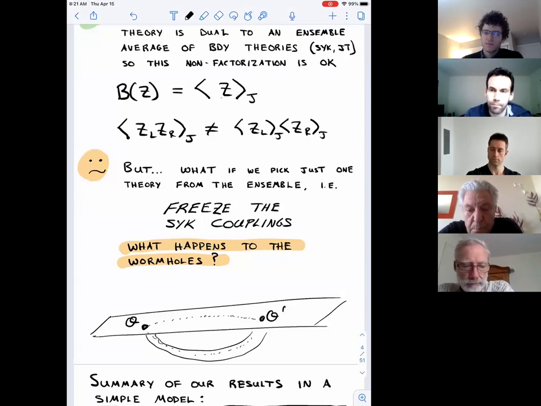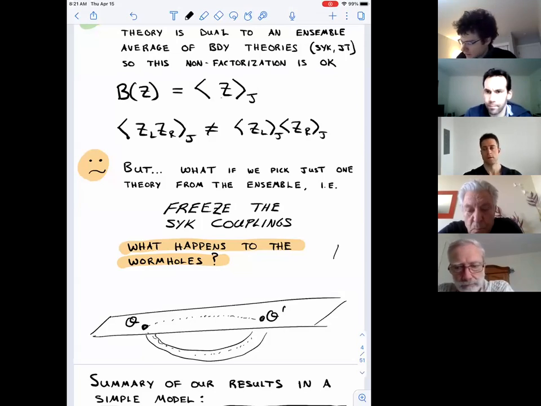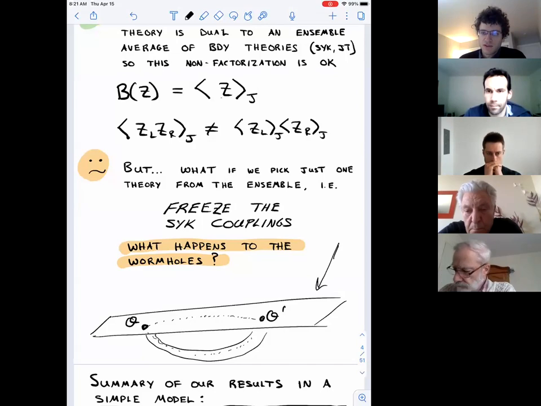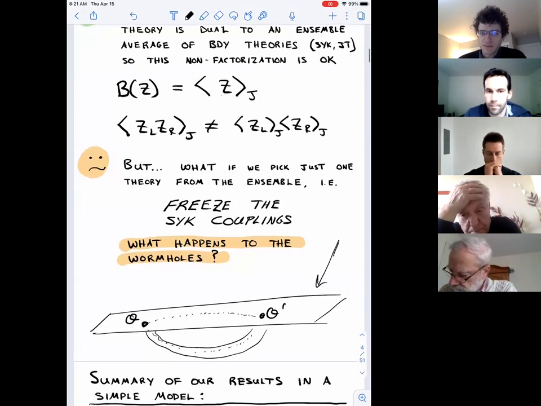Okay. So in this case here, I'm just drawing a topology. I don't have a classical solution in mind, but this shows that if there were solutions like that, then they would violate cluster decomposition.